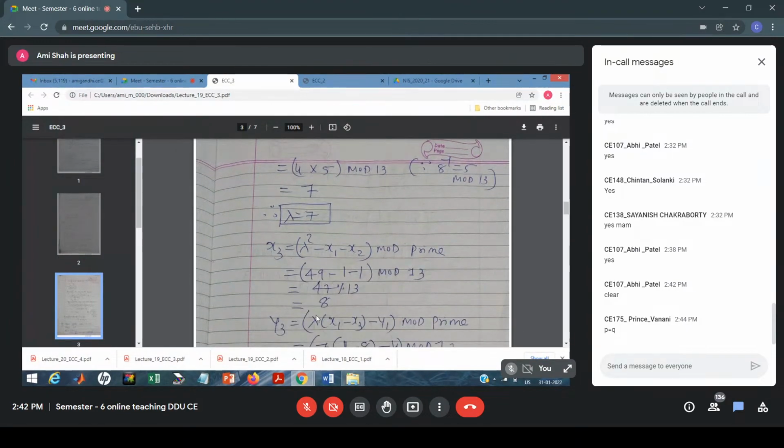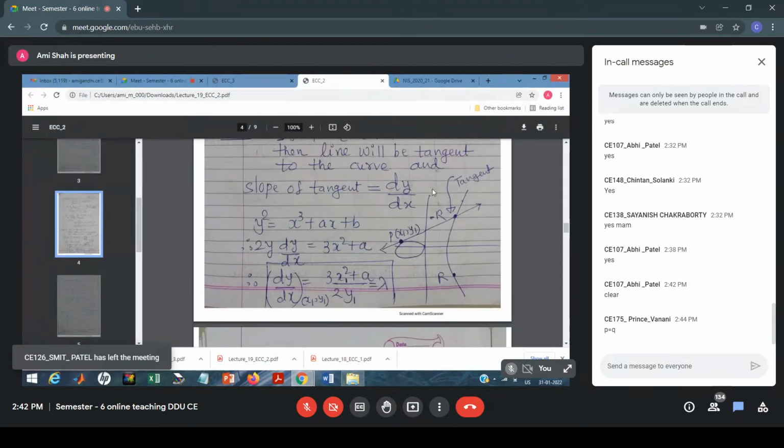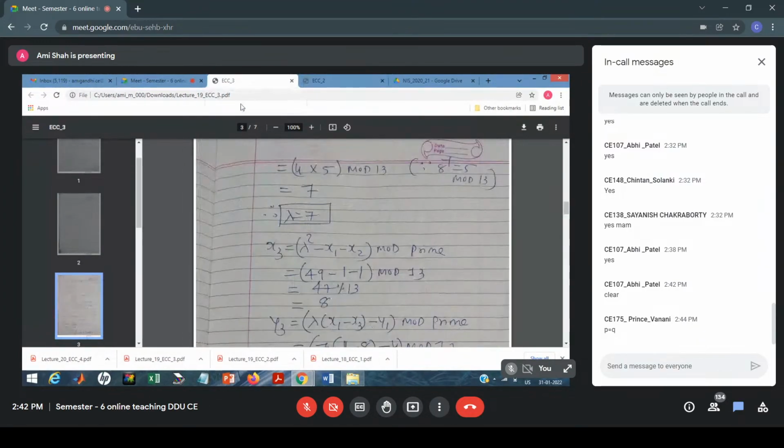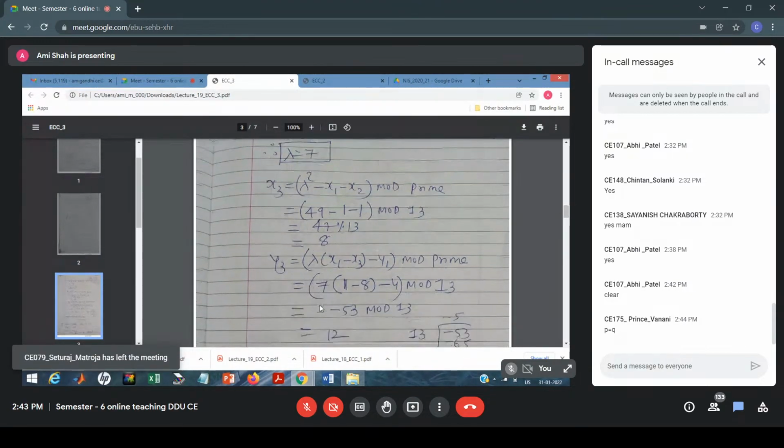Now, once I am getting lambda, all of you know how to calculate, when P equals Q, the x3. X3 equals lambda square minus 2x1. Otherwise the x3, y3 formula remains the same, but here x1 and x2 are equal, right? So it becomes lambda square minus 2x1. So x3 is calculated using lambda square minus x1 minus x2, because both are the same, right? So that's why I'm getting x3 is 8.